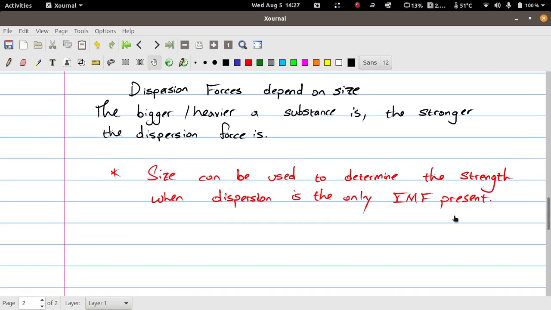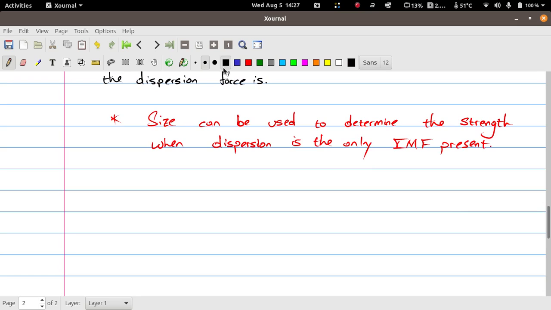Okay, so to give an example of this, remember dispersion happens in everything, but if you have nonpolar molecules, that's the only intermolecular force you're going to have in terms of this class. If you take higher level chems, you'll learn about something else, but we're not going to go over it.